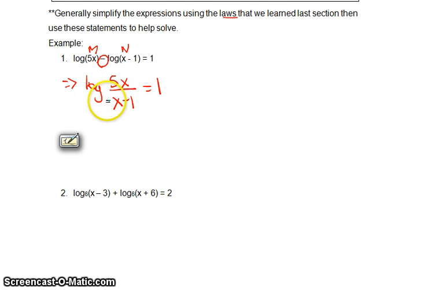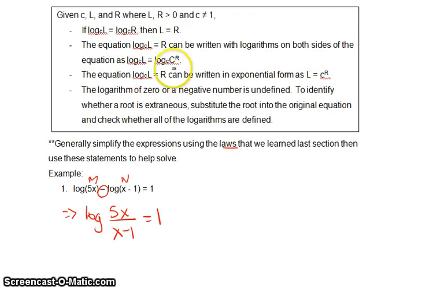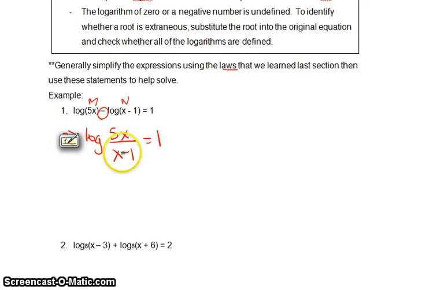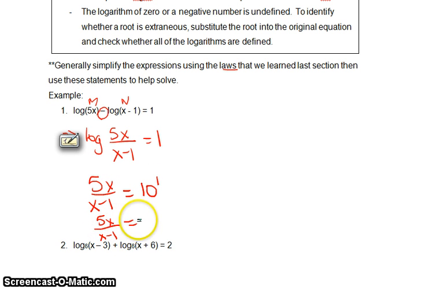From there, using our statements, we know that, if I scroll on up here, we can use our third statement and say that if we have log base c of L is equal to r, then we can rewrite that as L is equal to c to the r. So we'll have 5x over x minus 1 is equal to the base, which when it's not given, remember that means it's 10. So we have 10 to the 1. Then we can simplify, so we have 5x over x minus 1 is equal to 10.